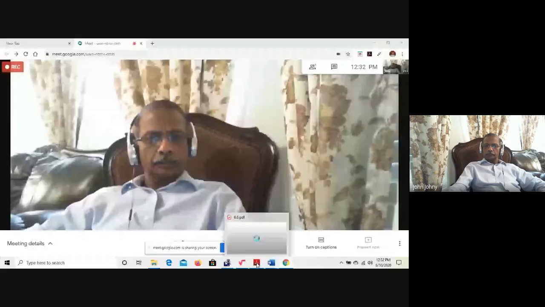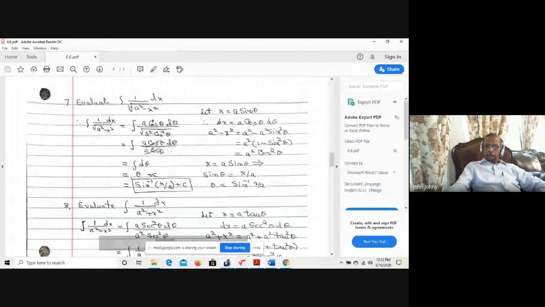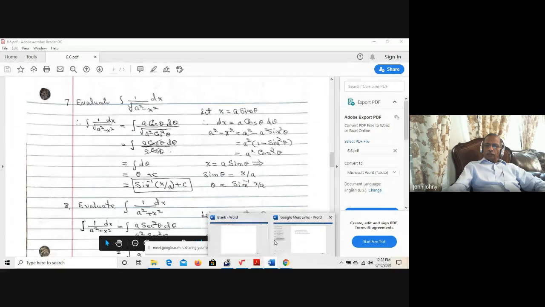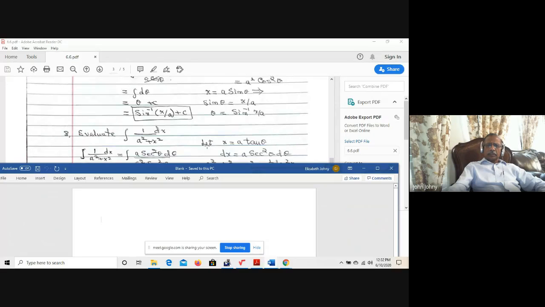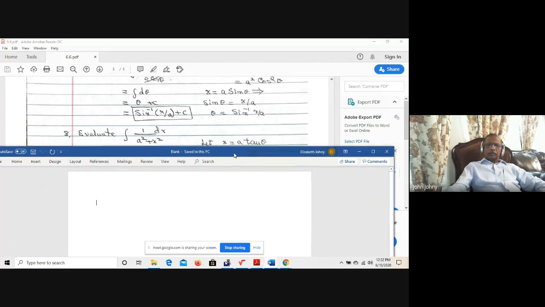Yes, we are going to discuss part 2 of 2.6. We did work out one of these problems, number 7. Number 8: evaluate the integral of 1 over a square plus x square dx.